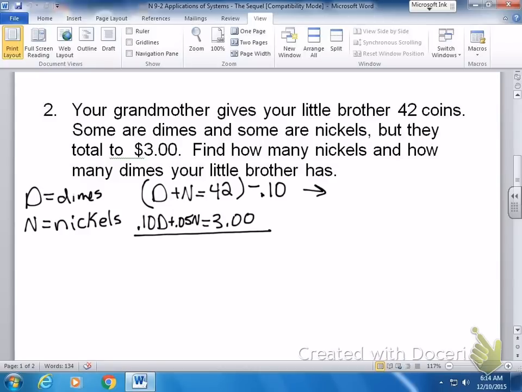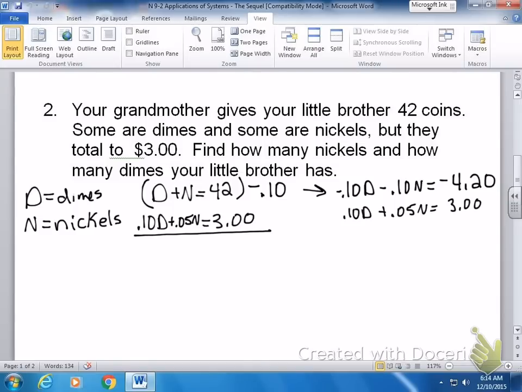So I'm going to come over here to the side. Negative 0.10 times D is negative 0.10D. N times negative 0.1 is minus 0.10N. And that equals 42 times negative 0.1, which is negative 4.20. Now, I know that's kind of complicated, but you do have a calculator if you need to use that. And it's just multiplying by 1. Now I just rewrite the bottom equation, 0.10D plus 0.05N equals 3.